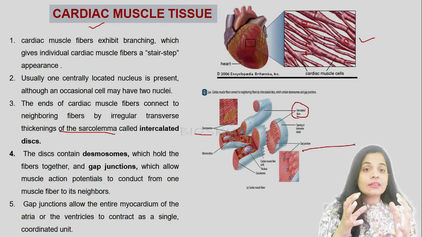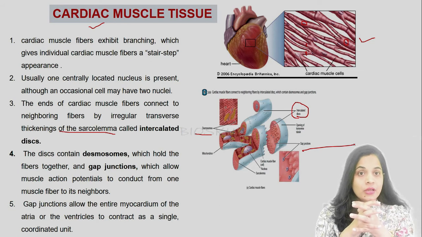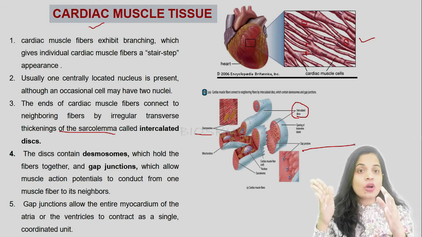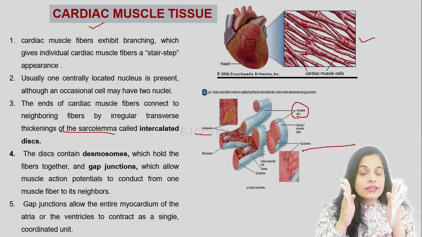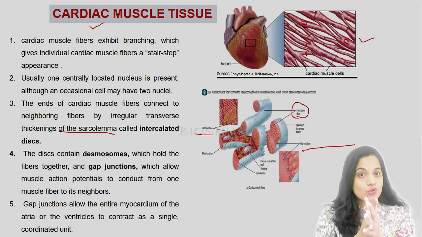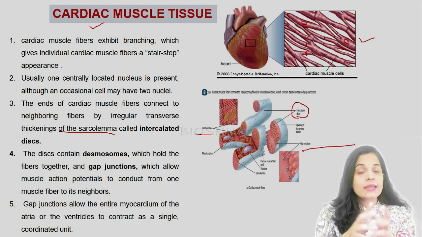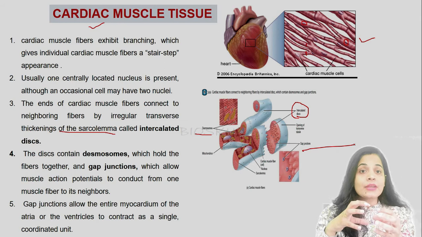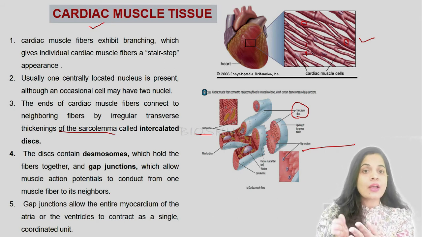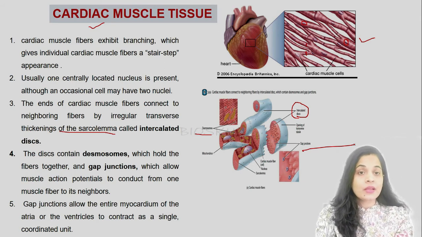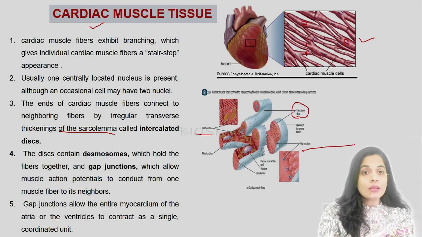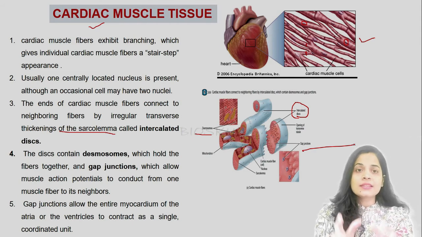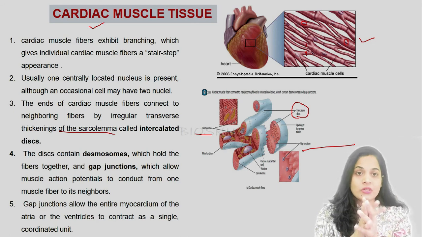Desmosomes help the cells adhere to each other. Like, the intermediate filaments of one cell and the intermediate filaments of another cell are joined through desmosomes. And gap junctions: through the gap junction, ions flow from one muscle fiber to the neighboring muscle fiber. We can say that the action potential also transfers from one cardiac muscle fiber to the next cardiac muscle fiber. So this is in general about cardiac muscle tissue.